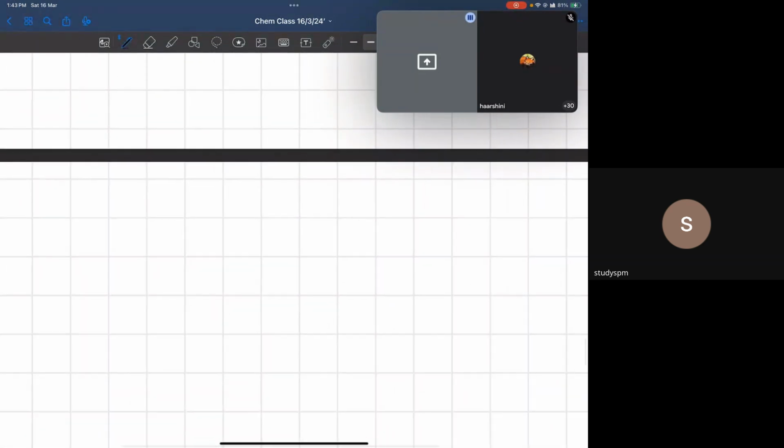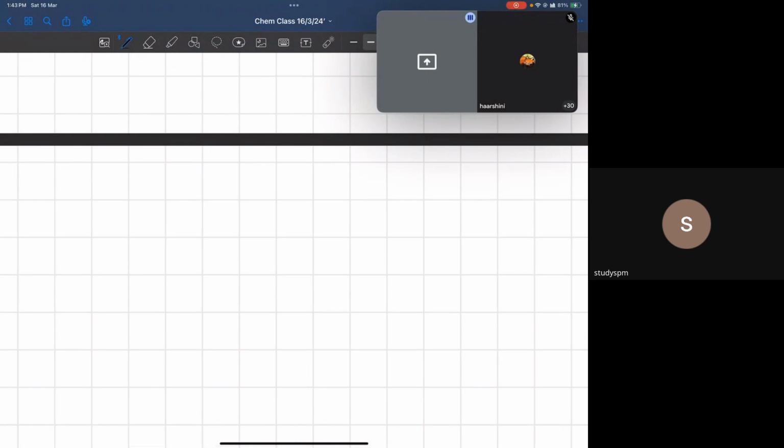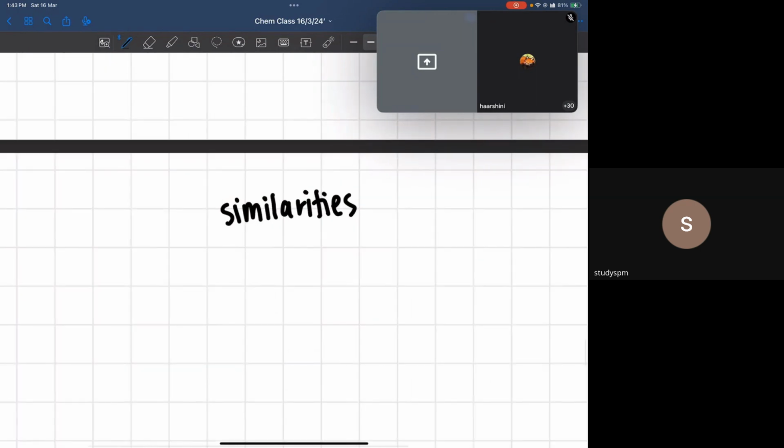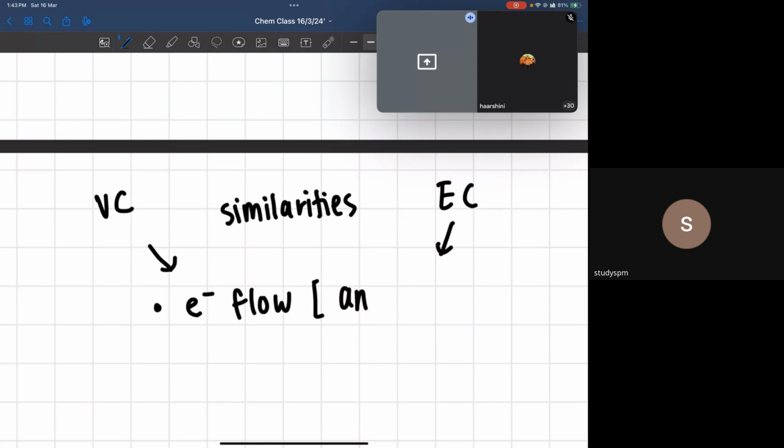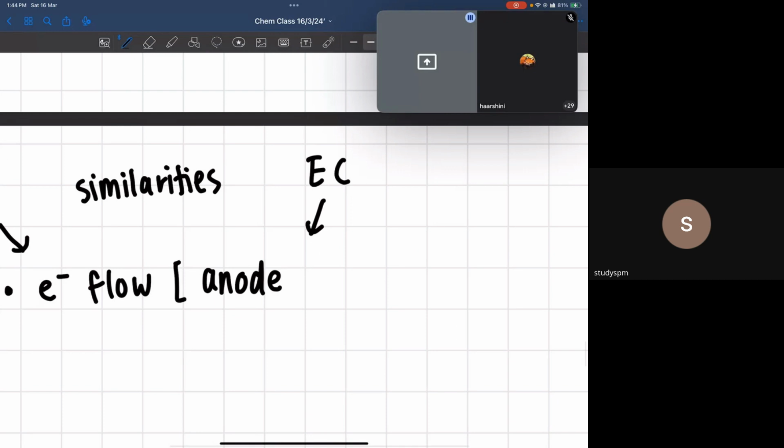So for voltaic cell and electrolytic cell, the similarities. Okay, I will put this as voltaic cell, this one electrolytic cell, okay? Both, the electron will flow from anode to cathode. Remember, electron always flows from anode to cathode, but current always flows from cathode to anode. Okay, if you're a physics student, I think you already know.